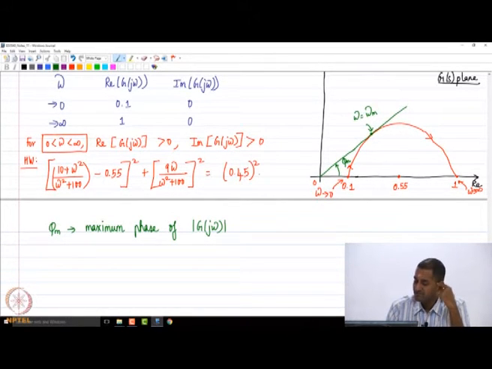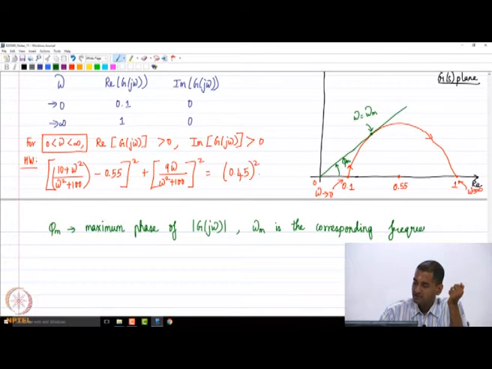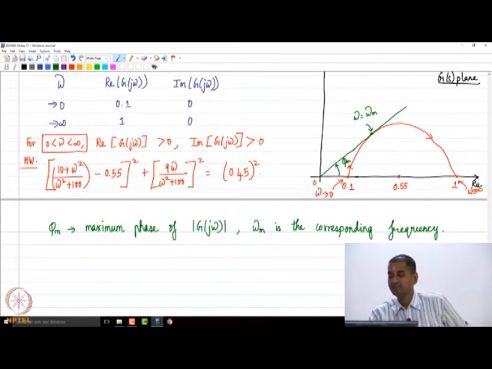So you see that phi m is the maximum phase of G(j omega). Omega m is the corresponding frequency. Now how can I calculate phi m? Is there a way to calculate phi m, even using geometry?